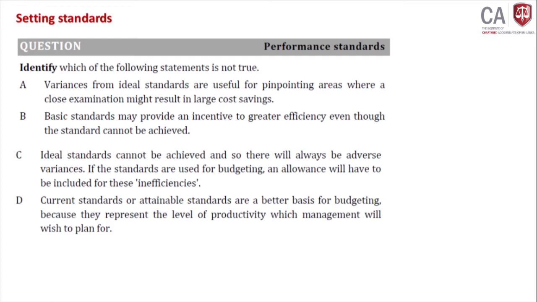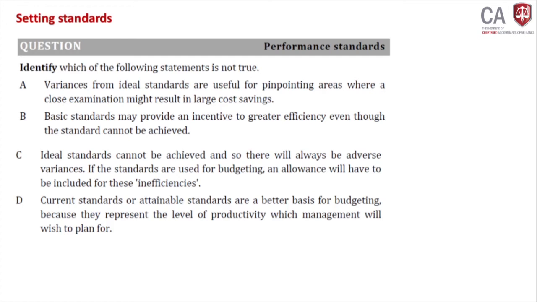Basic standard may provide an incentive to greater efficiency even though the standard cannot be achieved. Which is wrong, no? B describes what? That describes the ideal standard, not the basic standard basically. A standard that cannot be achieved is when those are ideal bases. So an ideal situation cannot be achieved. That's a perfection. Perfections are not realistic to achieve. So B explains what? Basically the ideal situation. So the correct answer is B, which is not true.